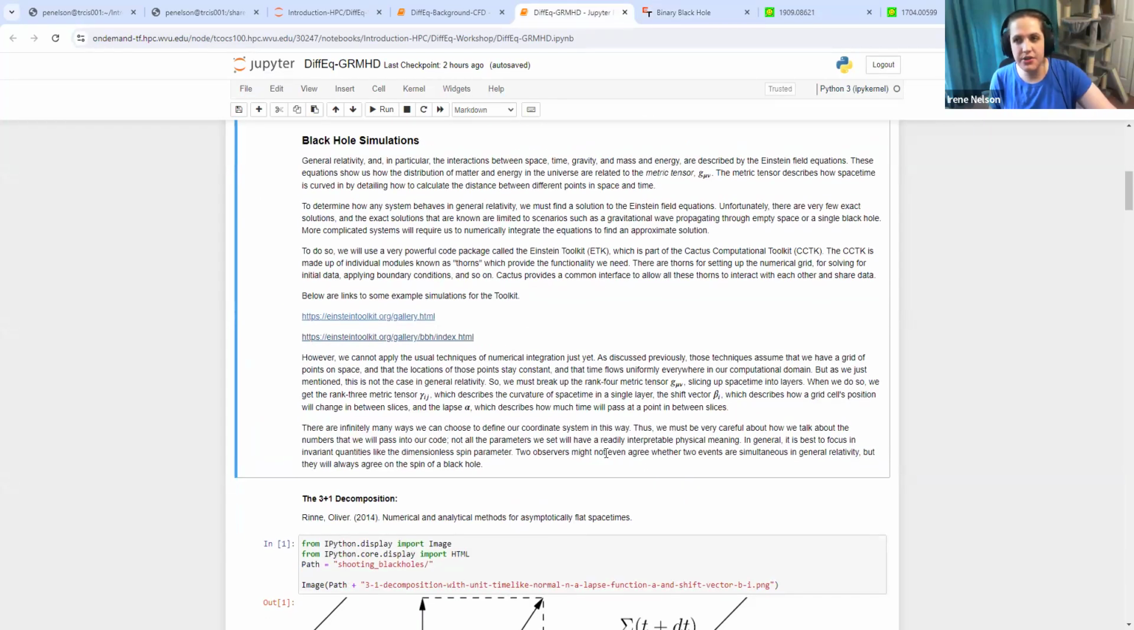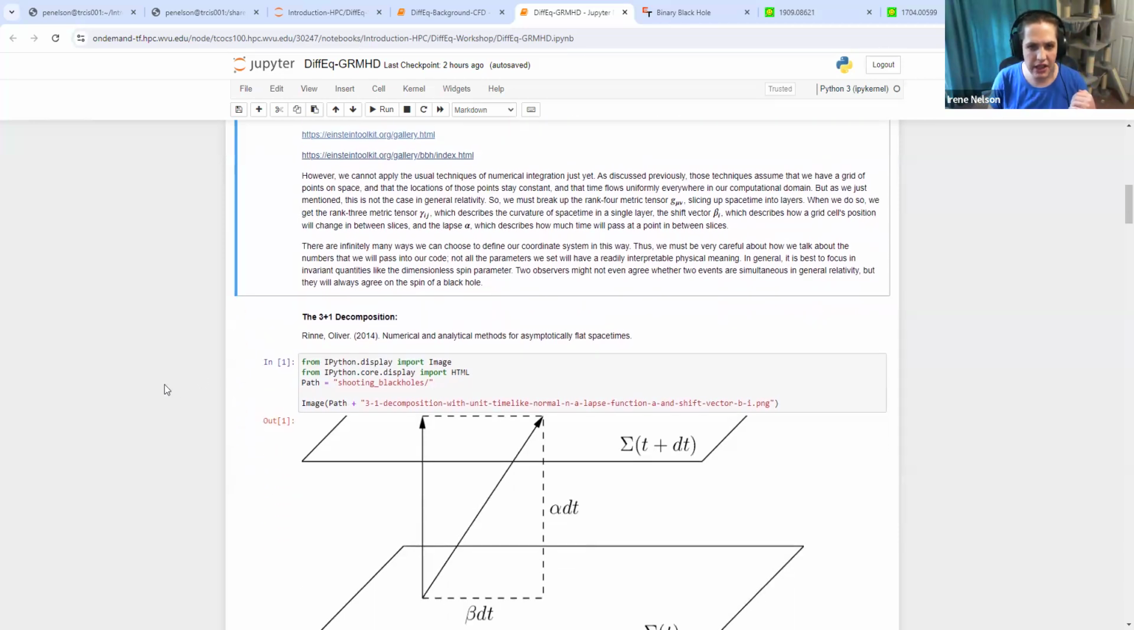So, of course, we can't use the usual techniques just yet because, as I mentioned, the usual techniques for numerical integration assume that we have a grid of points in space, that the location of those points is some fixed thing, and that time will flow uniformly everywhere in our computational domain. But as I also mentioned a little bit ago, that's not how things work in general relativity. So we're going to have to essentially slice up our space-time into layers.